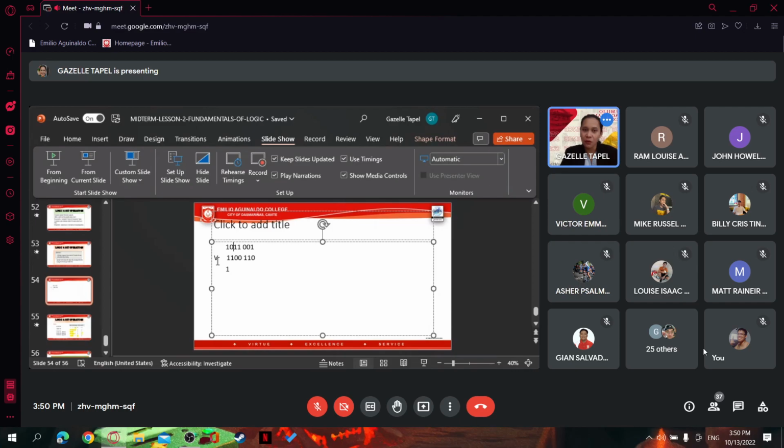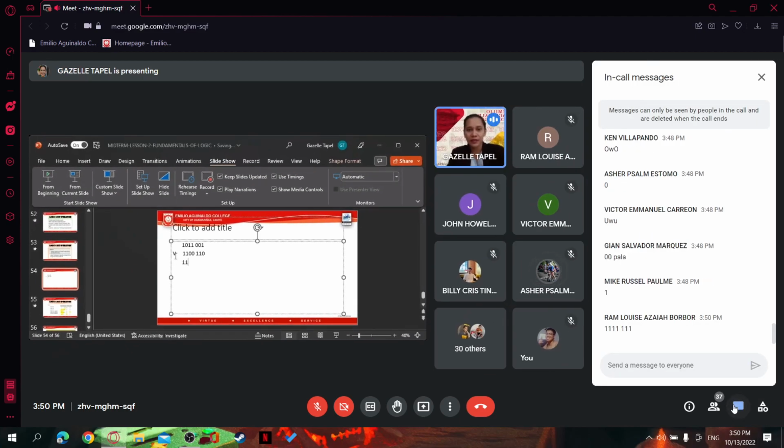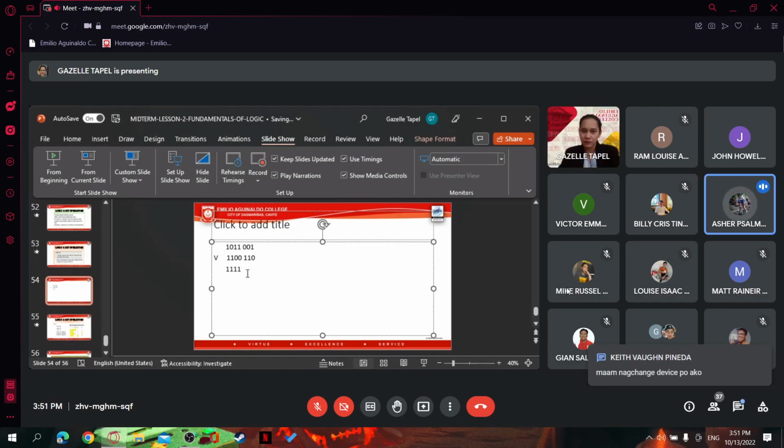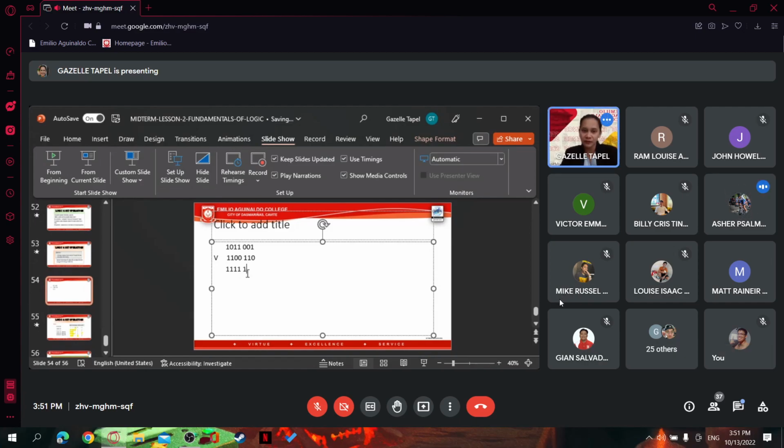0 or 1. What's the answer? 1 po. Correct. Next. Third line. 1 or 0? 1 po. Next. Fourth line. 1 or 0? 1 po. Next line. Dito na tayo sa 0 or 1? 1 po. 0 or 1? 1 po. 1 or 0? 1 po. Okay.